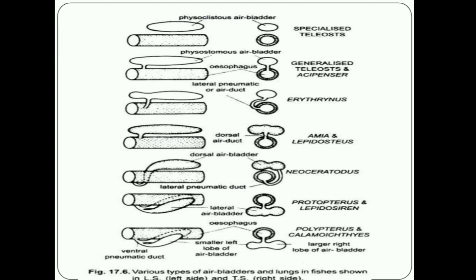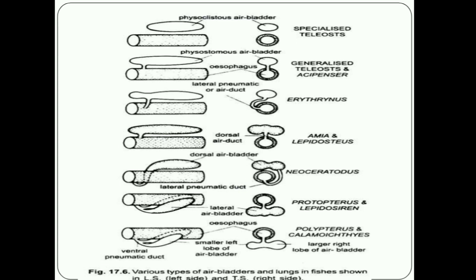Now, Erythrinus fish. This fish has an air bladder on the lateral side. This lateral air bladder opens into the esophagus by a pneumatic duct on the lateral side.